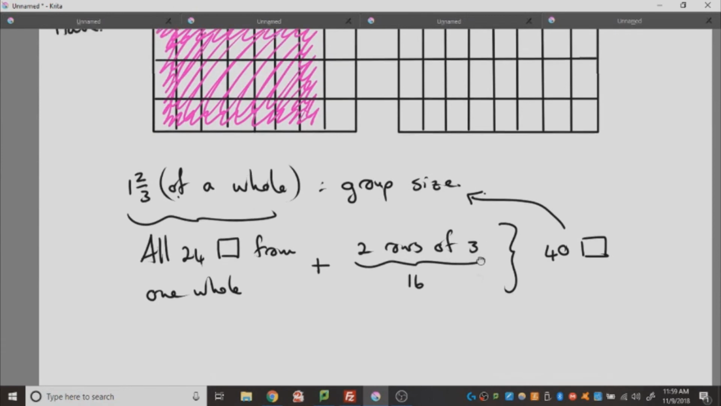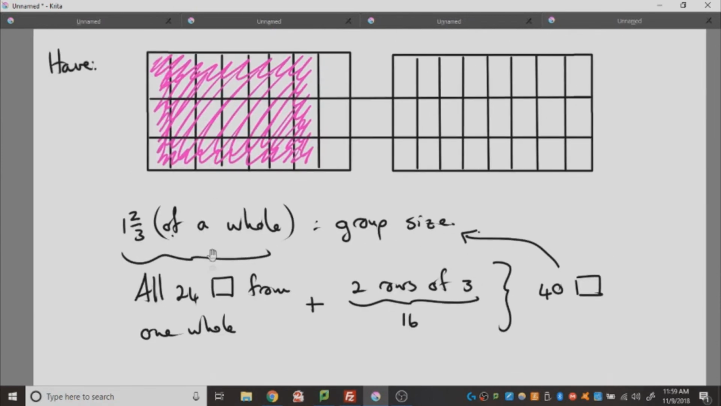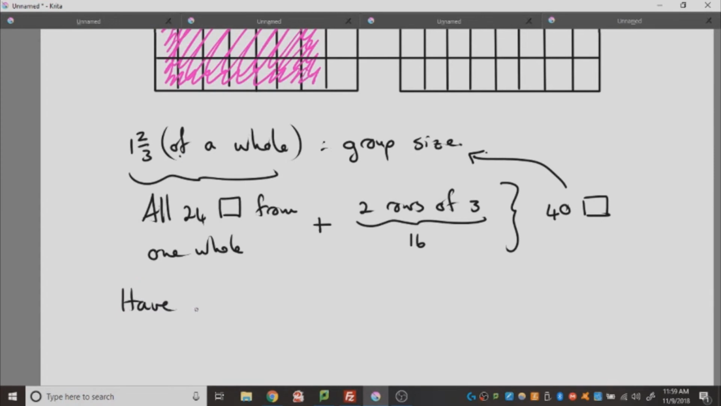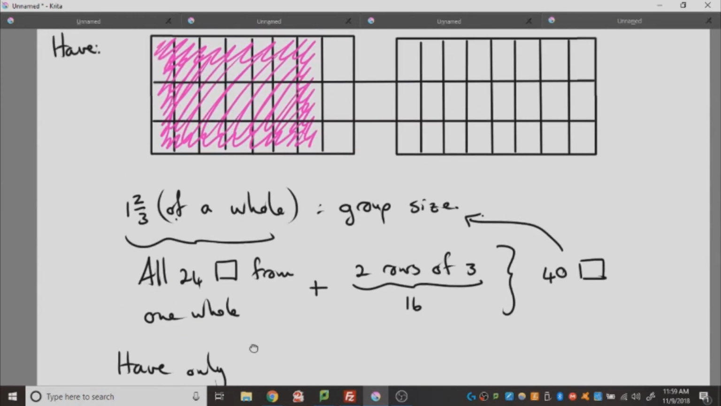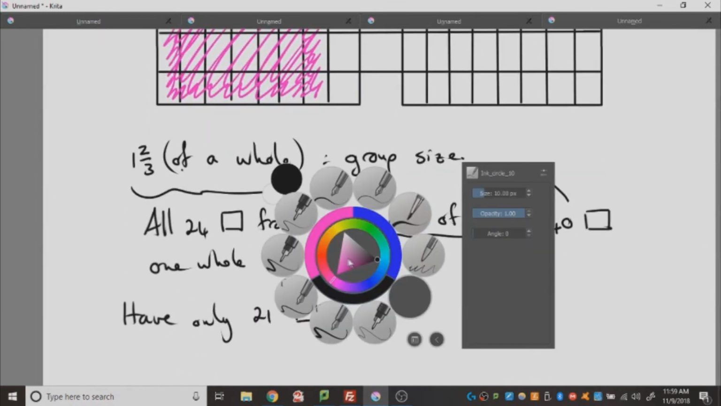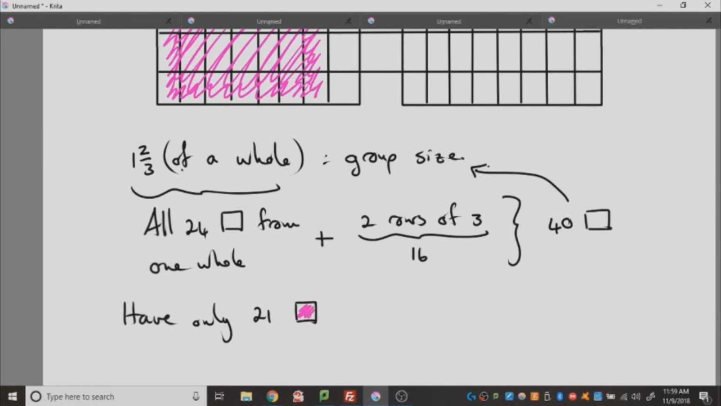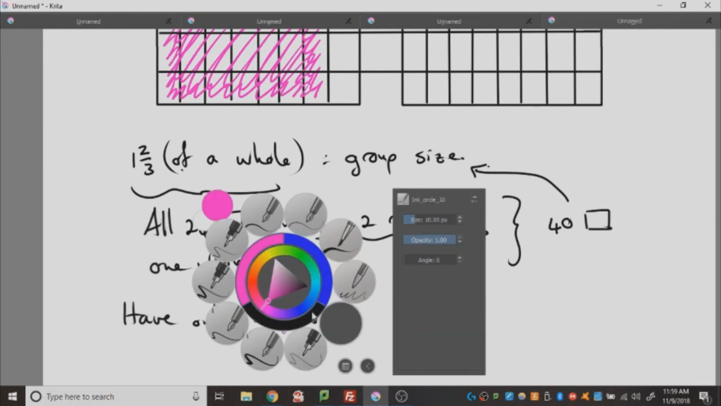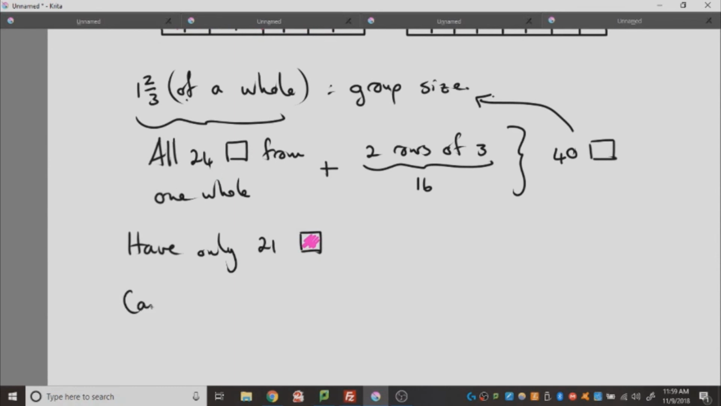So, group size of 40, what do I have? Let me just say here what I have. I have only 21. I only have 21 pink squares. That's not enough for even one group of 40. So I can fit it in 0 times with 21 little pink squares left over because I've used nothing.